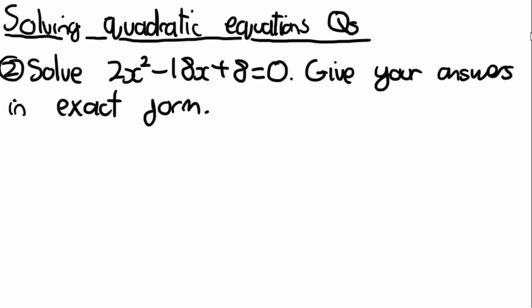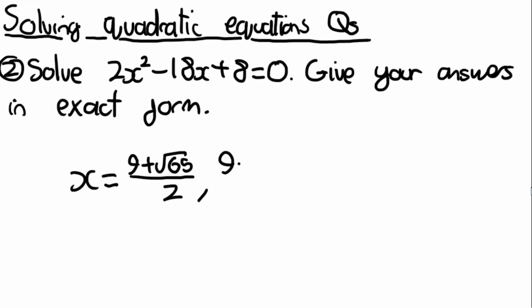Okay, so for number 2, this is literally just ridiculously easy. I would just put the values in the calculator, as I've explained before of how to do, and you will find the answers are 9 plus root 65 over 2 and 9 minus root 65 over 2.